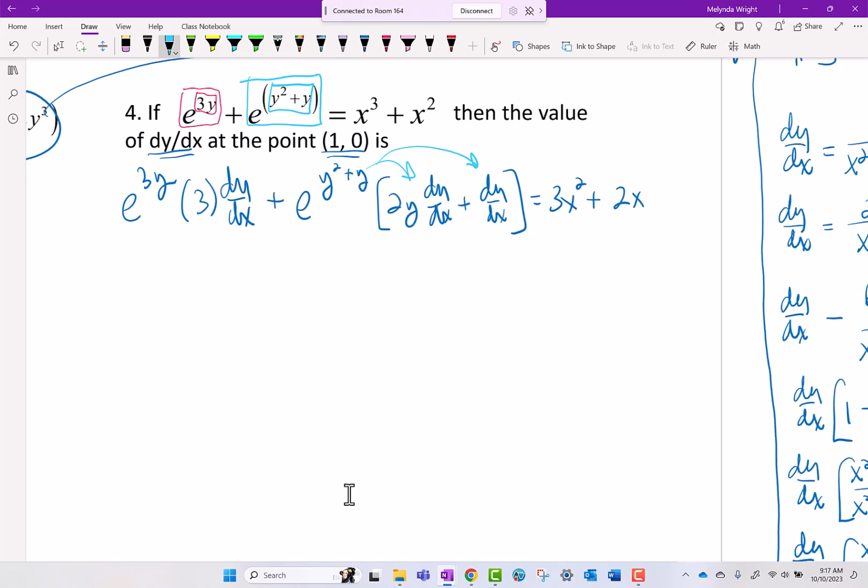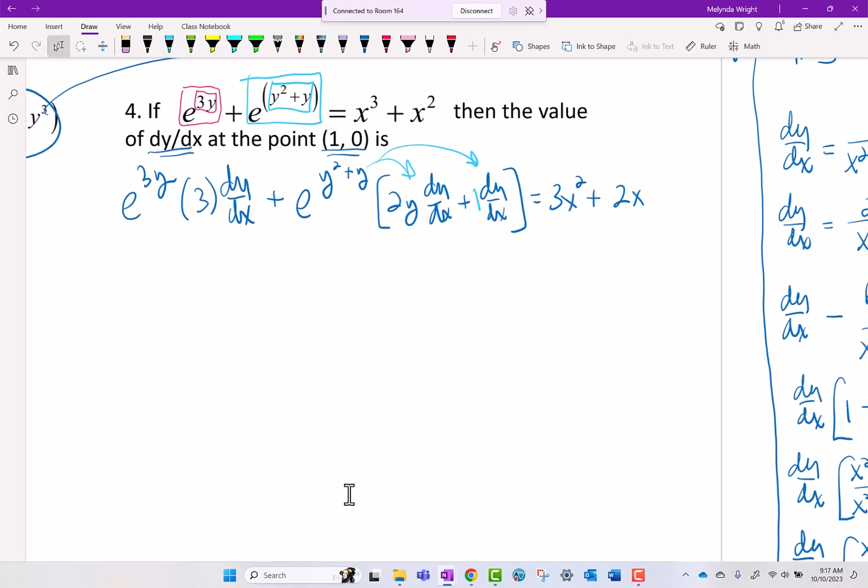Why on the 2y dy dx plus dy dx, why did you only replace the second y with it, and then on the first one you just put it next to it? So the derivative of y squared is 2y dy dx, and the derivative of y is 1 dy dx. Oh, okay. Yep, I just did each derivative. I just didn't put the 1.